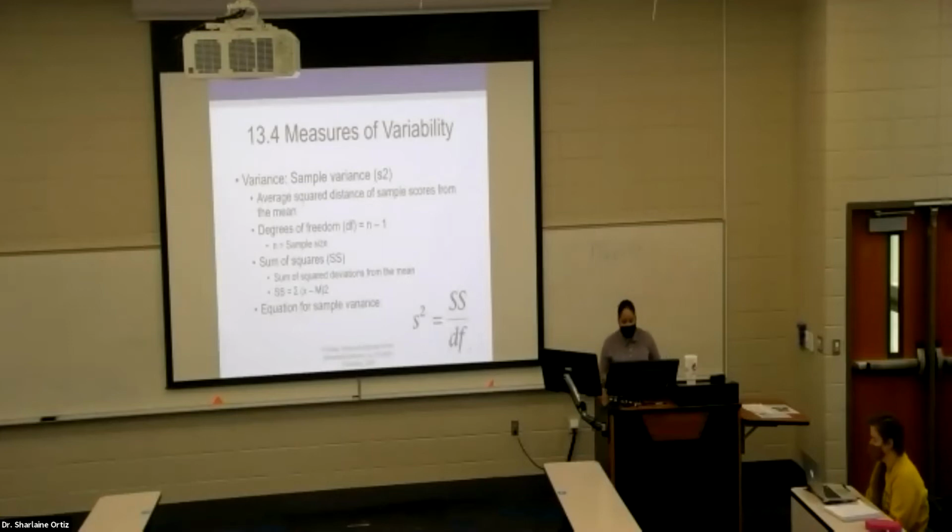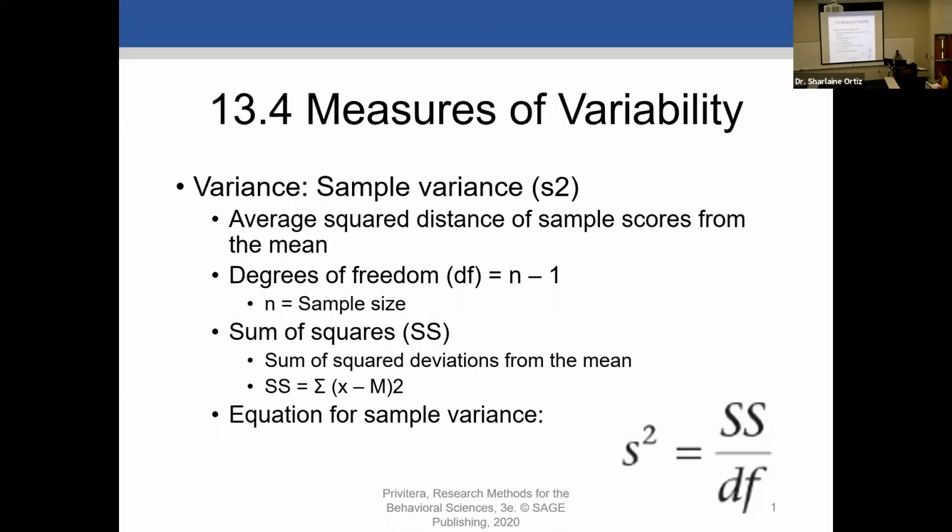Good deal. Let's talk about another measure of variability. In this case, we are talking about the sample variance. Generally, sample variance will be represented as S superscript 2. Generally, this is its representation.